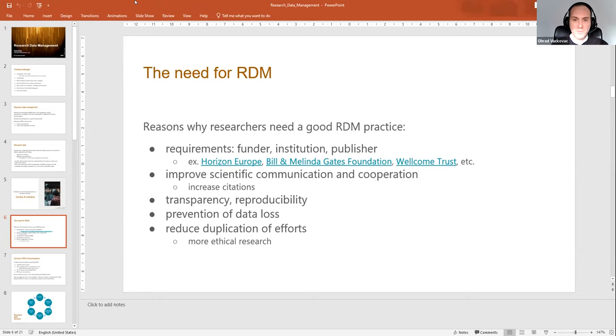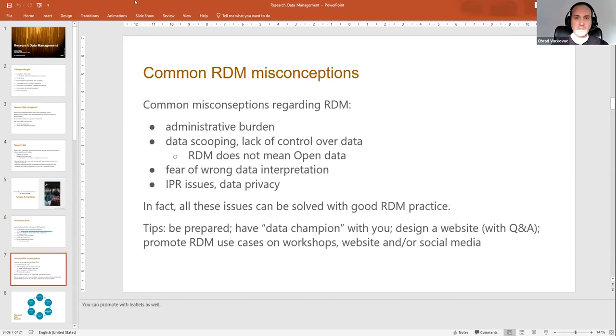Some experiments can be very costly. Other experiments can include ethical matters, like experiments on animals or research on human subjects. You don't want to repeat that if it is not necessary. So it's better to have a good and well-organized idea.